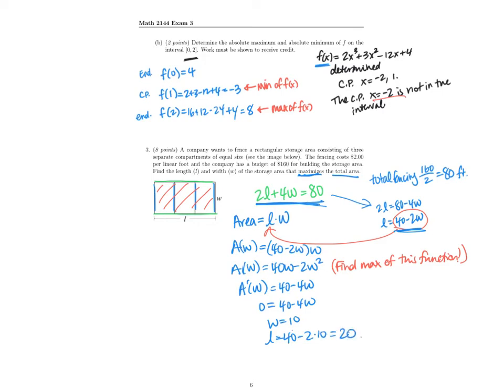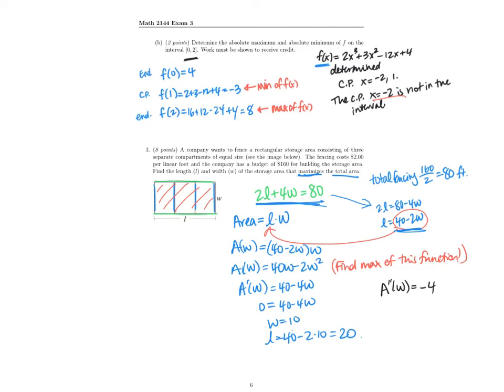So now I have the width and length of this rectangle that I'm trying to find. How can I be sure that that critical point actually gives me a maximum? Well, what I can do is look at the second derivative. What is w double prime? w double prime is -4.